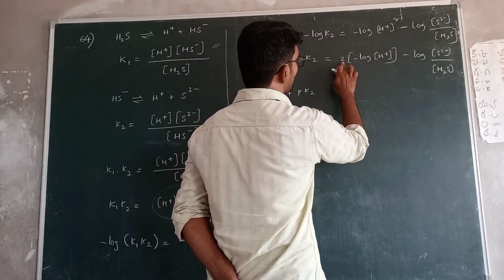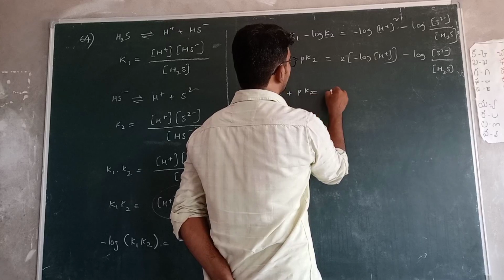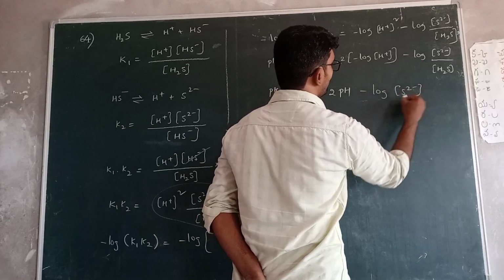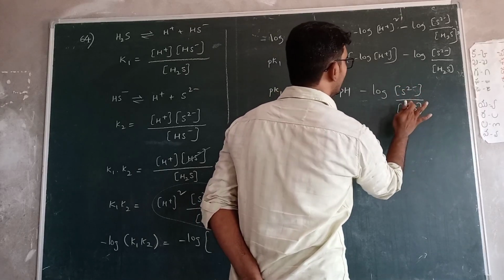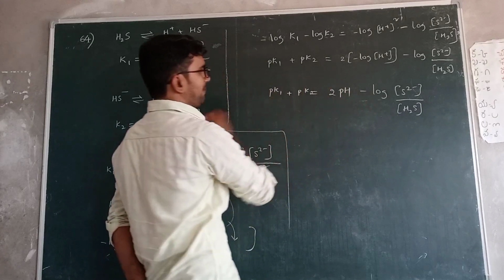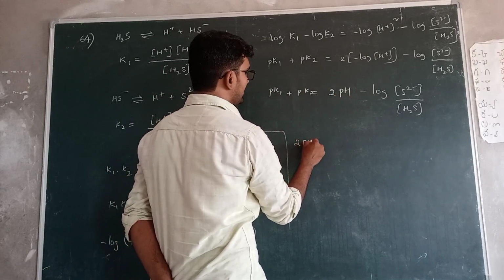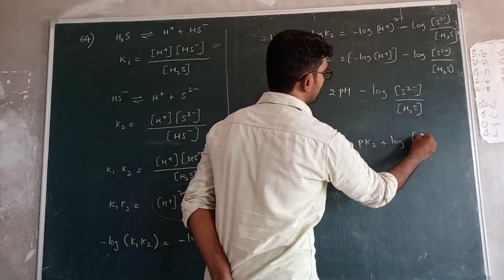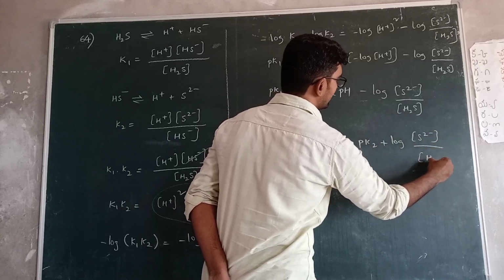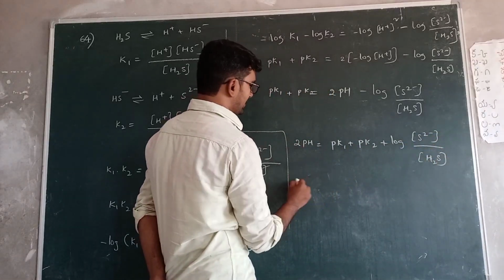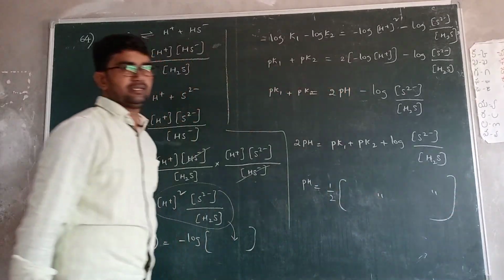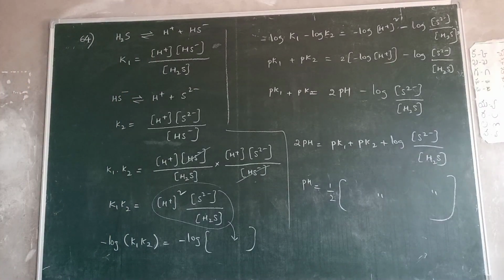So pK1 plus pK2 equals 2 pH minus log concentration of S2 minus by concentration of H2S. This one moves to the other side, and since the minus is already there, it becomes plus. So 2 pH is equal to pK1 plus pK2 plus log concentration of S2 minus by concentration of H2S. These two move to that side, so pH is equal to 1 by 2 into the whole of this one. This is the given answer. Right, completed.